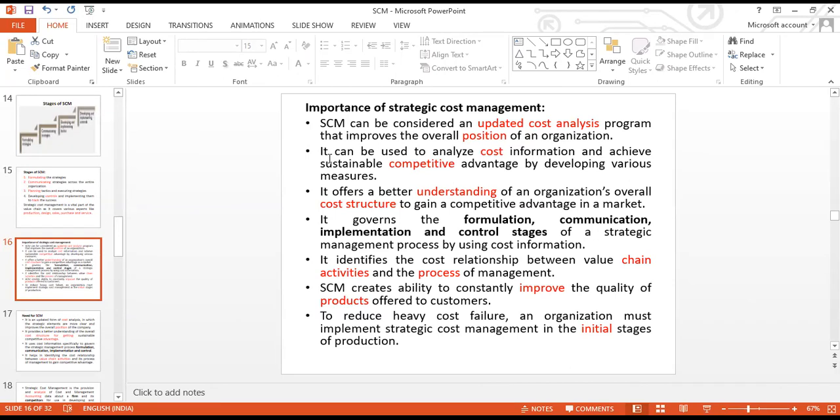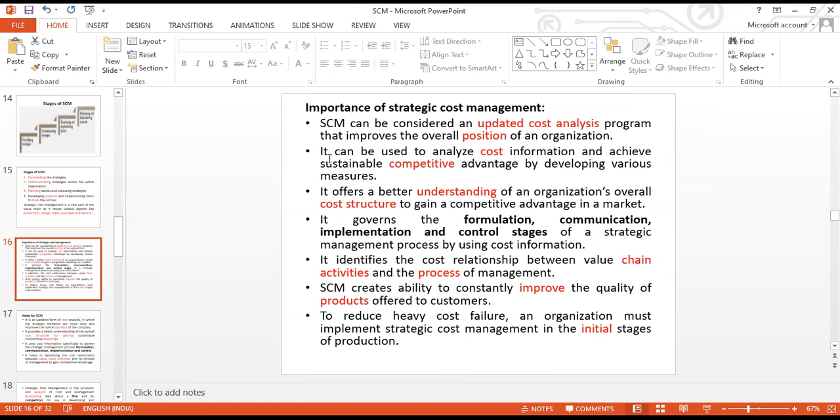So strategic cost management can be considered as updated cost analysis. Updated cost analysis means what? Every day you identify and ascertain the various costs coming into regular processes. Uska identification, uska classification, uska allocation. This will be a continuous activity nowadays. So this is part of strategic cost management. Every day we do the updated cost analysis program that improves the overall position of your organization. Through strategic cost management, we are taking preventive actions. We will have scope to take precautions so that we will not go into loss.